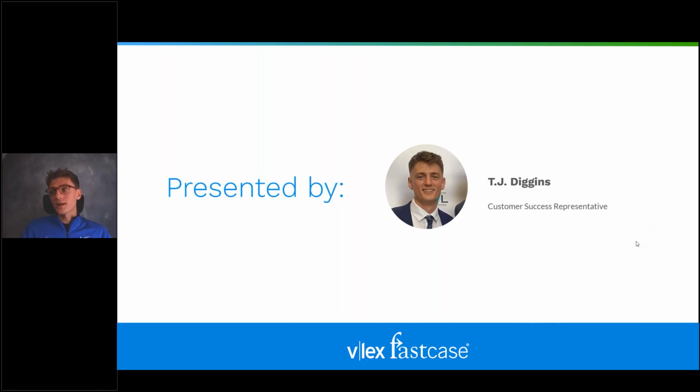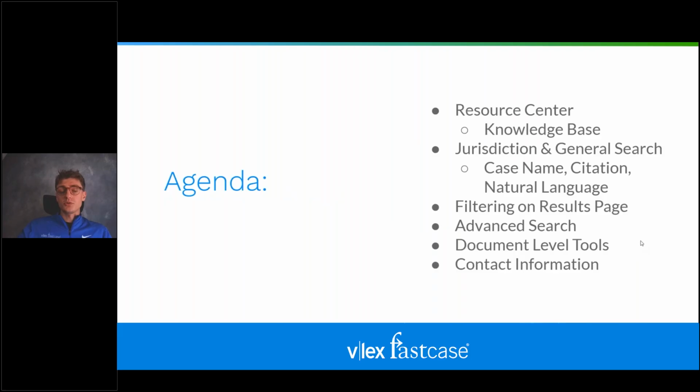Now, we have quite a lot to get to today, so I'm going to jump into our agenda and then get right to it. Just wanted to show you the roadmap. We'll get into the platform, cover our resource center where you can find helpful tips and materials, tutorials through our knowledge base and other resources there. But then we'll go into the jurisdictional tools, the general search bar. We'll take a look at how you can begin searching by case name, citations, natural language, and then filtering results.